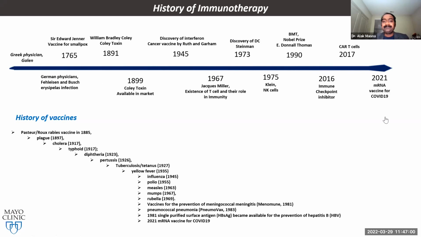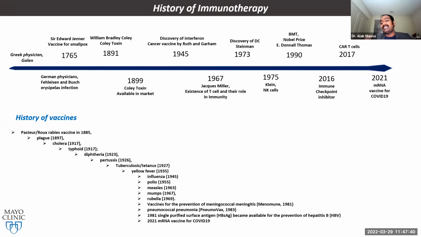treatment. The breakthrough was the discovery of interferon, which is used for the cancer vaccines, by Root and Graham in 1945. Then in 1990, Dr. E. Donald Thomas got the Nobel Prize for bone marrow transplantation. Those are the antibody therapy to the cell-based therapy that evolved into immunotherapy. Now we are in the era of adoptive cell therapy, which is basically CAR T. The first CAR T was approved in 2018.